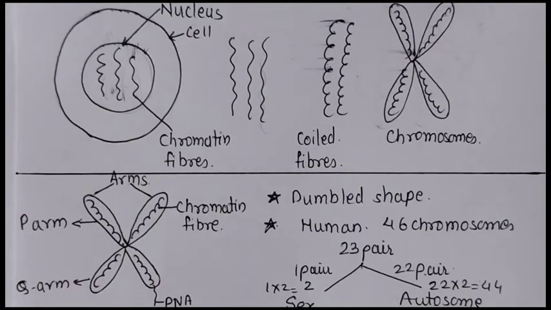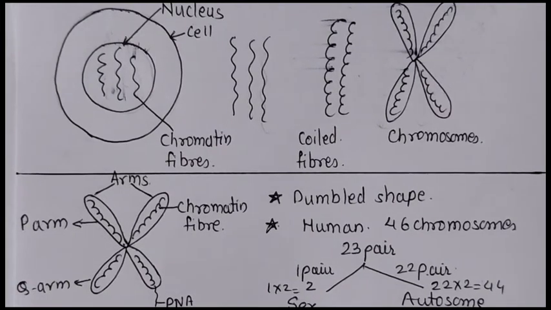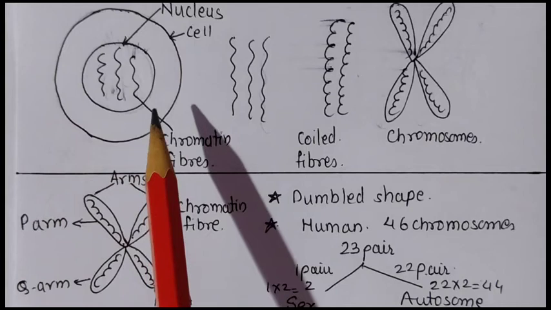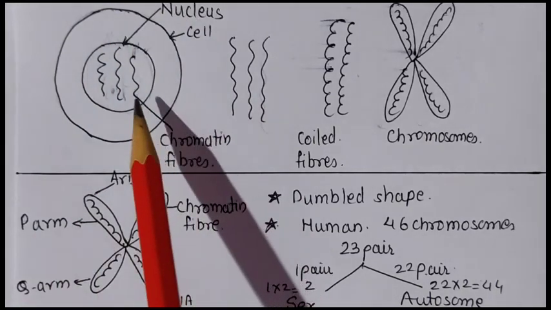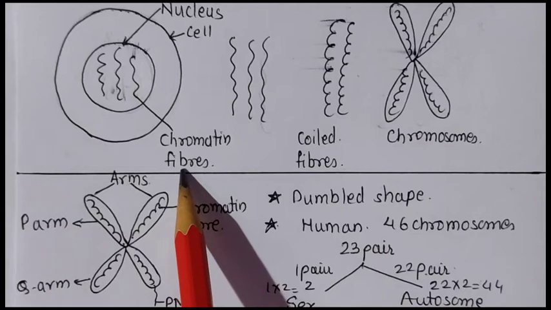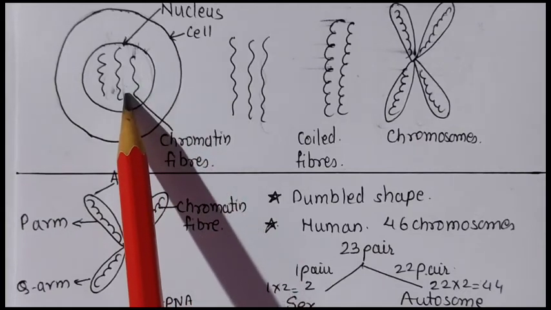Now we will start with the chromosome first, where the chromosomes exactly are. In the previous lecture we have learned about the chromosomes. In the diagram you can see the structure of a cell. In this cell we have the nucleus, and in this nucleus we have the chromatin fibers, which are thread-like structures.